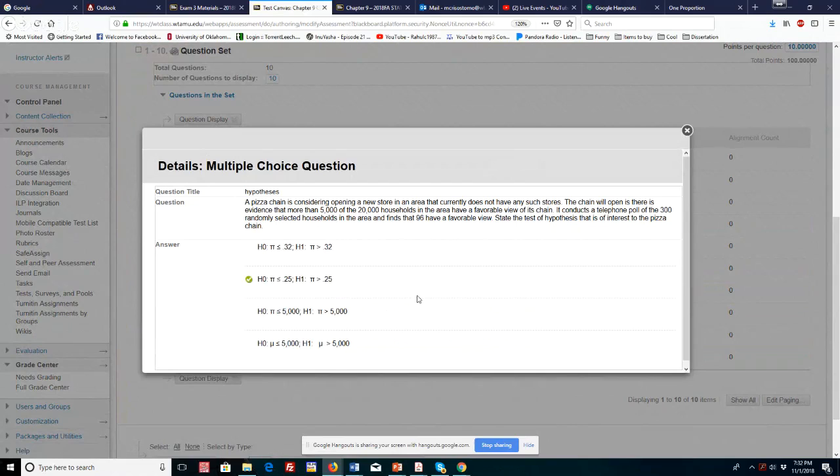So the pizza chain is considering opening a new store in an area that currently does not have any such stores. The chain will open if there's evidence that more than 5,000 of the 20,000 households in the area have a favorable view of its chain. It conducts a telephone poll of 300 randomly selected households in the area and finds that 96 have a favorable view. State the test of hypothesis that is of interest to the pizza chain.